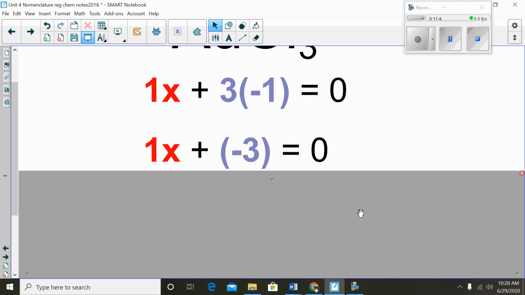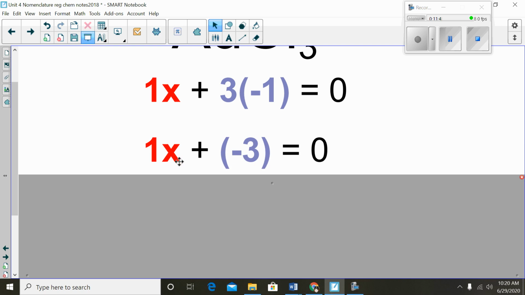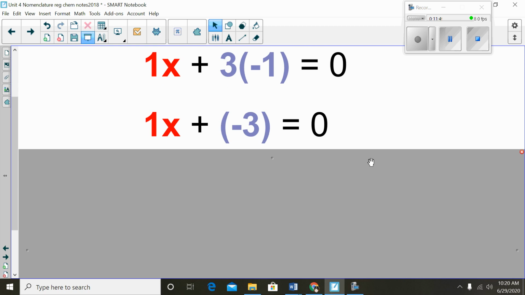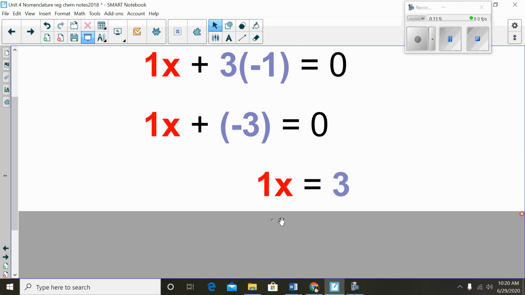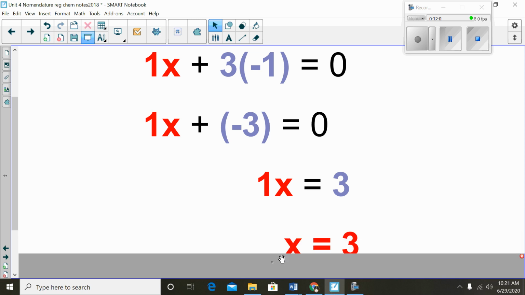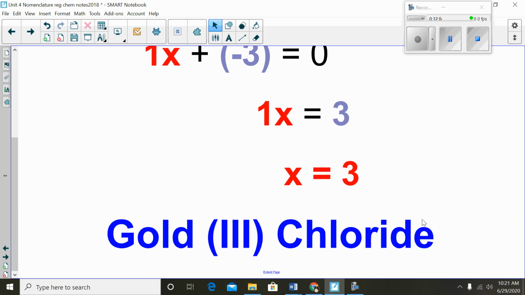So first thing you do is multiply your numbers. So 1x plus 3 times 1 is 3, and you keep that negative. Next, I'm going to move that 3 to the other side where it becomes positive. So 1x equals 3. To solve for x, you divide by 1. So 1x divided by 1 is x. 3 divided by 1 is 3. So the correct name here is gold 3 chloride.